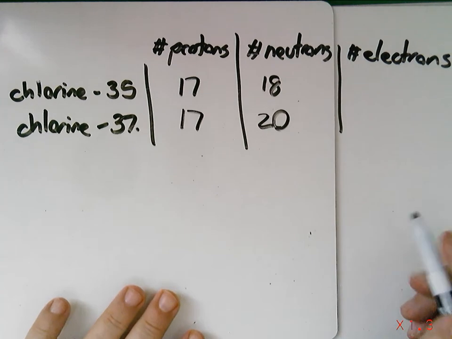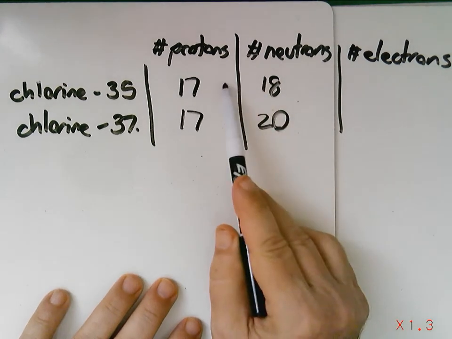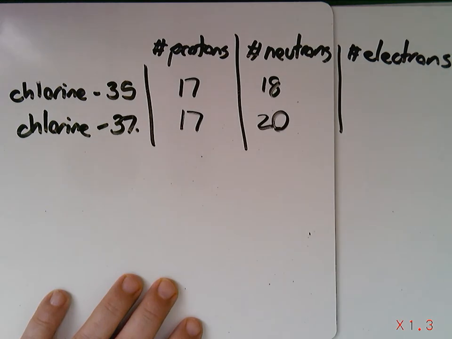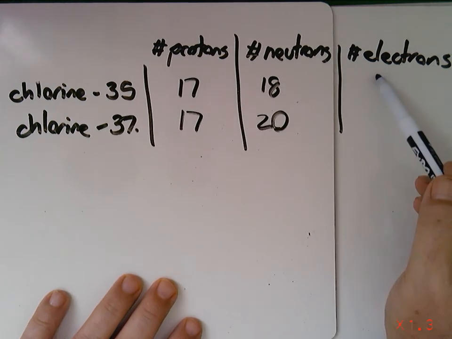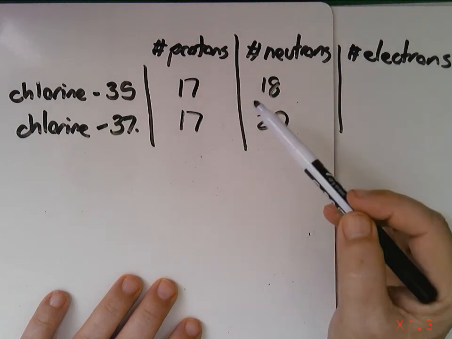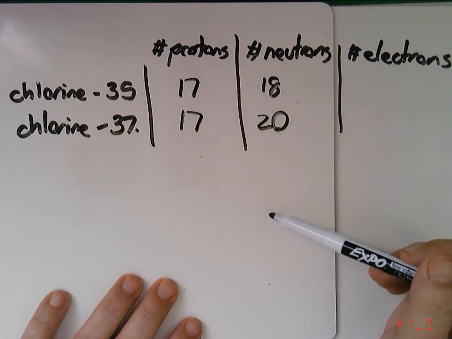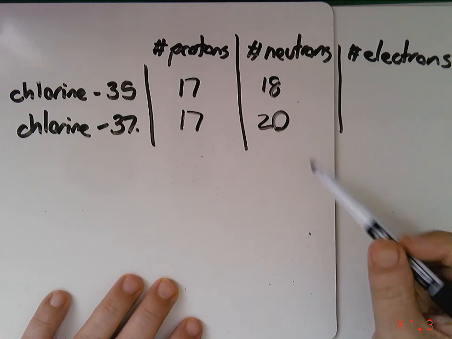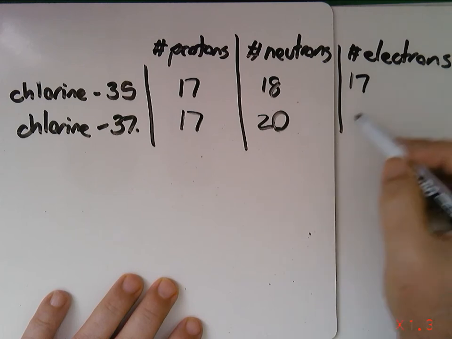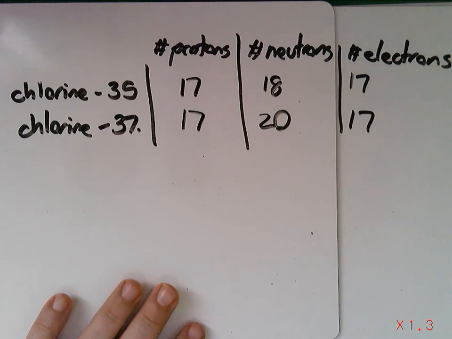You can double check my math. If you add up the protons and the neutrons, you should be getting the mass number that's after that. How about electrons? Well, the number of electrons are going to be the same as the number of protons unless they tell me there's a charge, and there isn't. They're not telling me anything about any charge. So I can just copy the atomic number down there, like that.